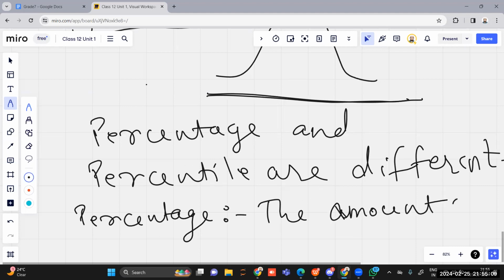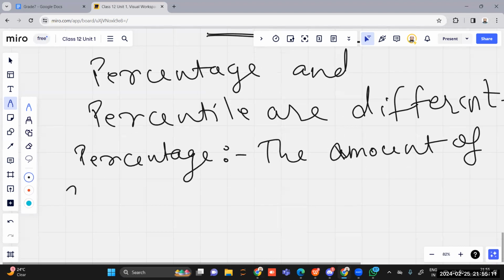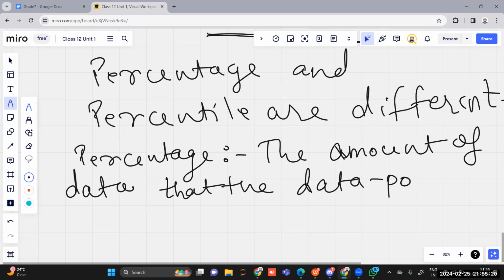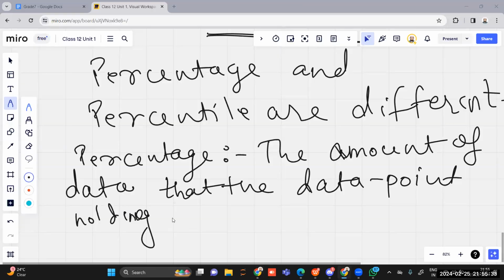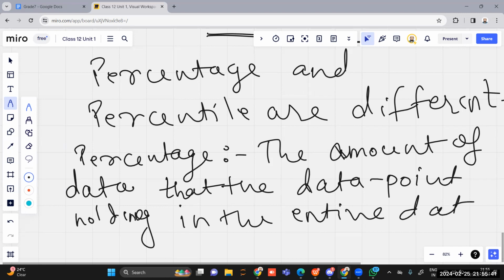The amount of data that the data point is holding in the entire data is known as percentage. I'm not giving you a textbook definition because it's difficult to understand, so I'm giving you a general definition. I'll explain why it is known as percentage.